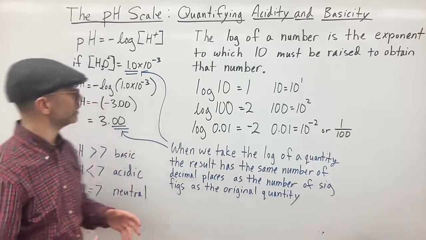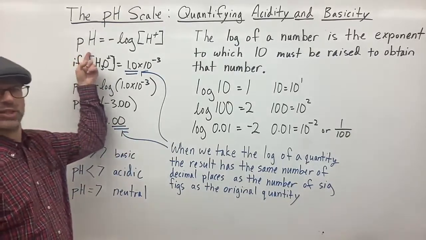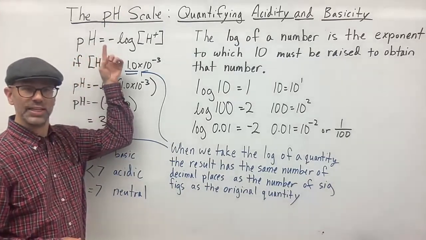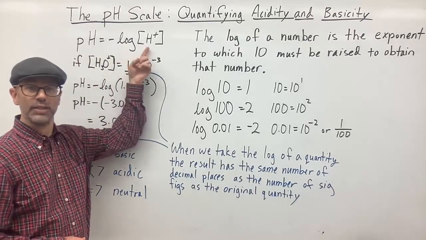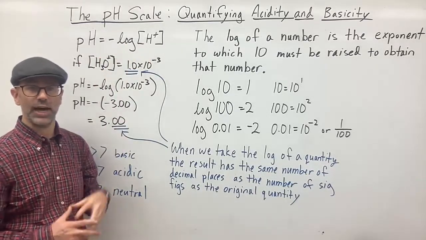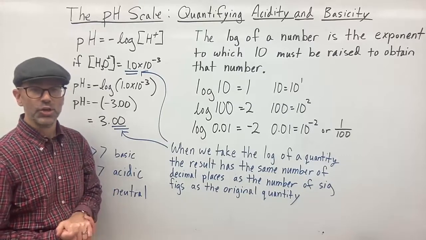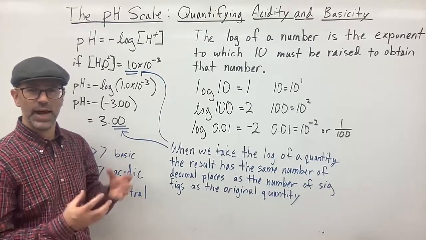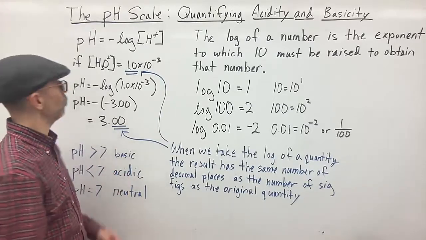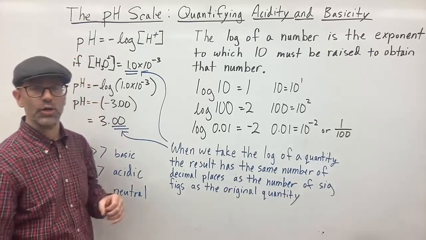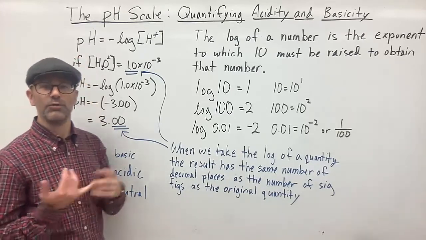So first, pH. What is the pH? The pH of something is going to be equal to the negative log of the H plus concentration, or the hydronium concentration. Let's unpack what this means. So what is pH? What does that mean? The H refers to hydrogen.